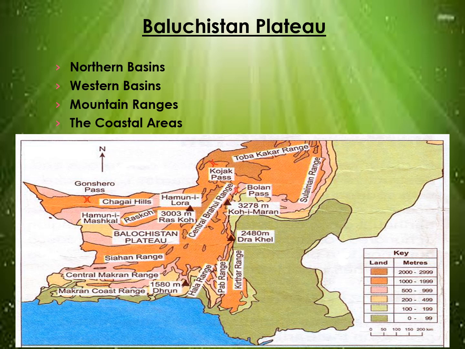There is a dry climate over there, and this plateau is divided into the following natural topographical features which you can see on the map: the northern basins, western basins, mountain ranges and the coastal areas. The mountain ranges I have explained earlier. Basin means the areas which are a little bit depressed like a basin. So these are called the basins.